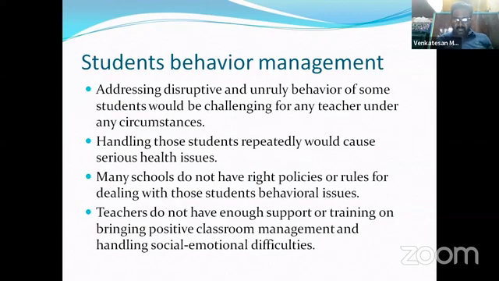So if you look at my first point, addressing disruptive and unruly behavior of some of the students would be challenging for any teacher under any circumstances. In some schools, whether government schools or private schools, wherever we go, we need to face these kinds of difficulties, especially the unruly behavior.